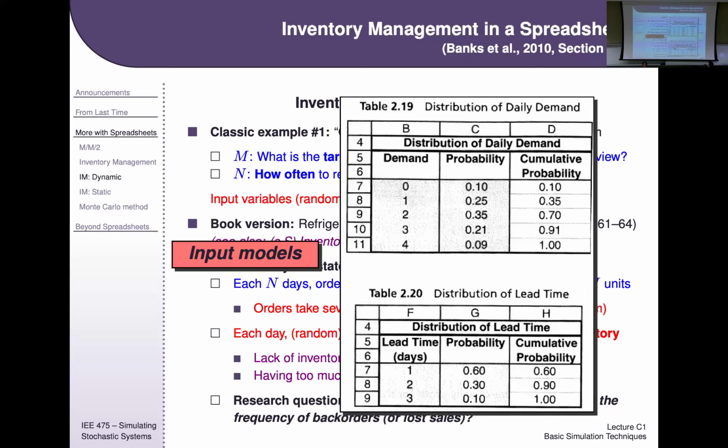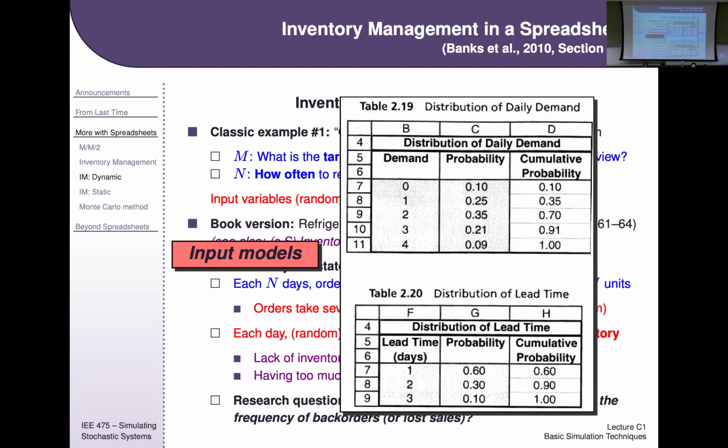All right, so we do the same game down here with lead time. Again, this is the number of days between when you order and when the inventory actually receives the order. So it could be 1 day, it could be 2 days, it could be 3 days. Most of the time, 60% of the time, it's 1 day. Some of the time, 30%, it's 2 days. And the rare 10% of the time, it takes 3 days to get the order.